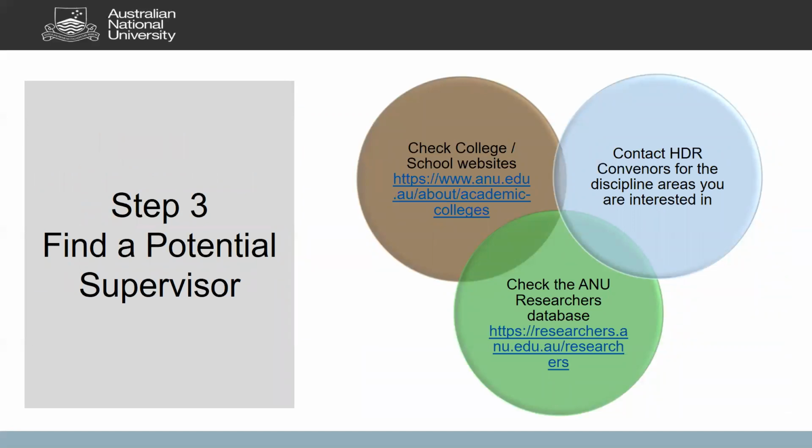Step 3, you need to find a potential supervisor. Contact details for the relevant academic college or research schools are found on the following link. You can also contact the HDR convener for the research school to find out more information about potential supervisors, or you can also check the ANU researchers database. Not all programs will require you to find a supervisor beforehand. That's why it's important to check with the research school or the academic college and look at their websites to find out if this is a requirement.